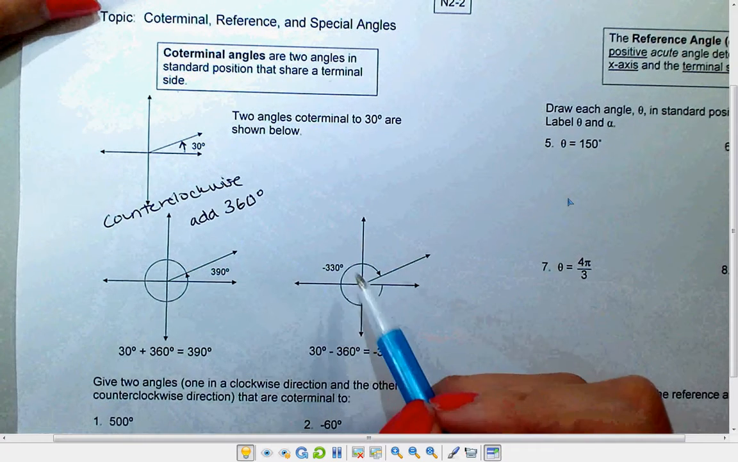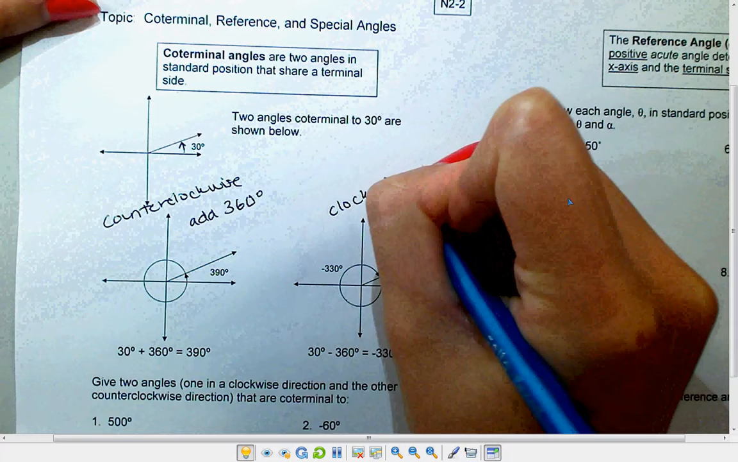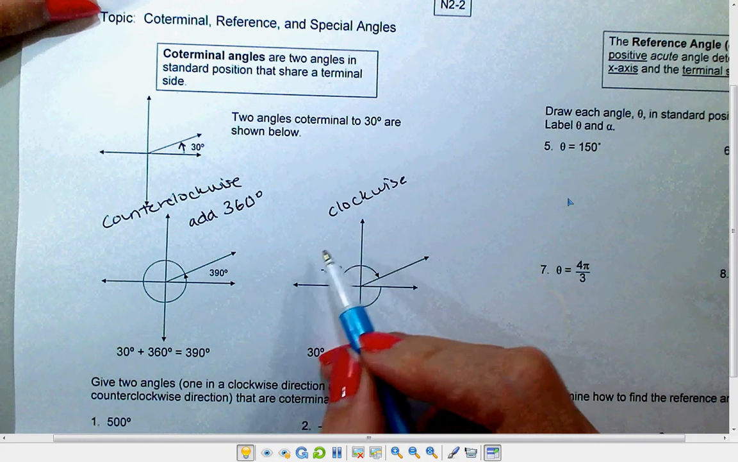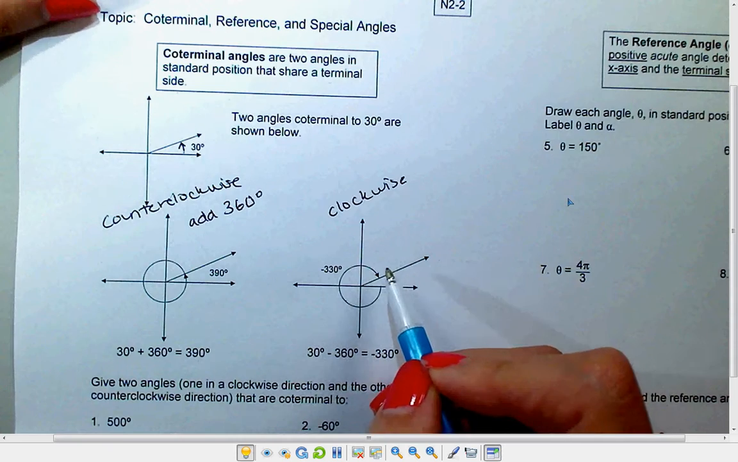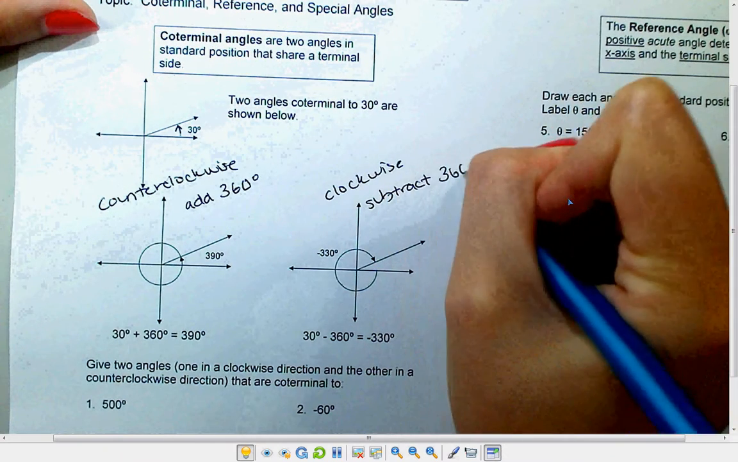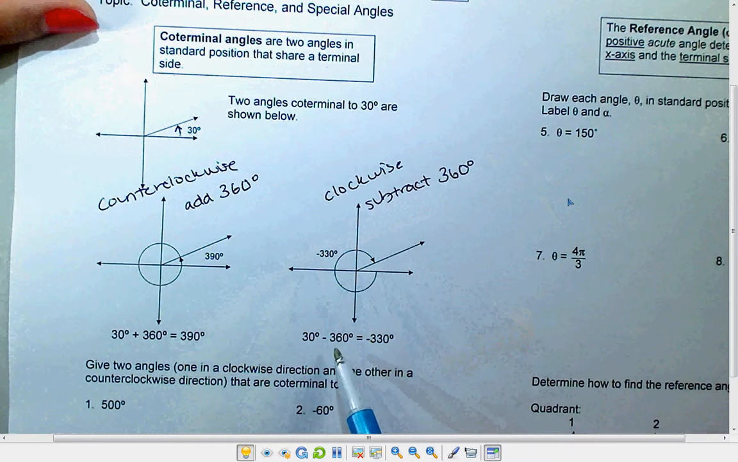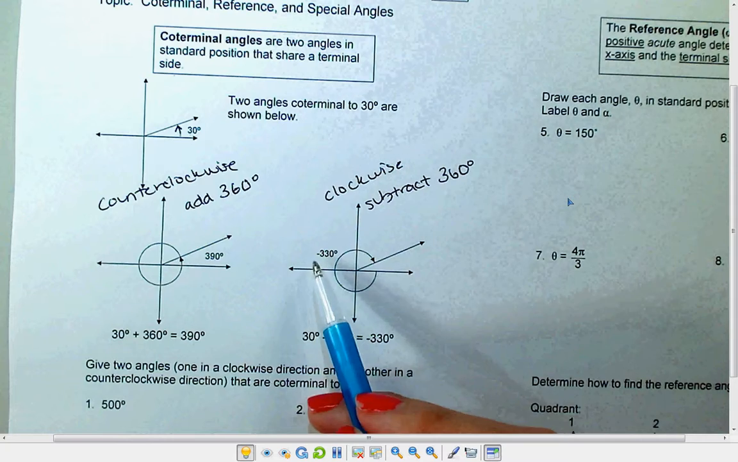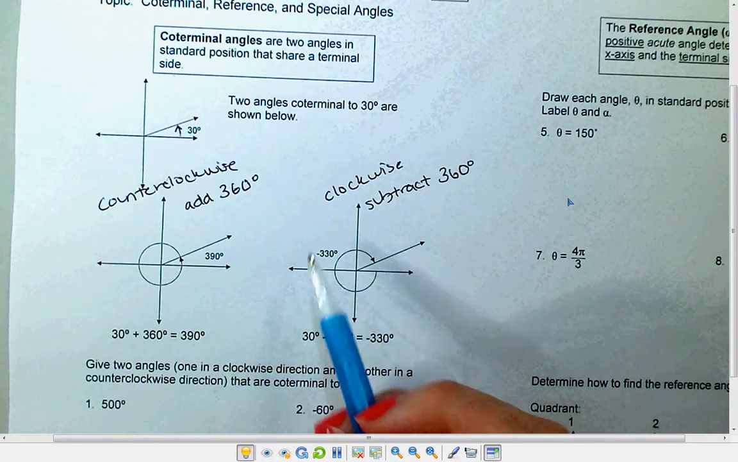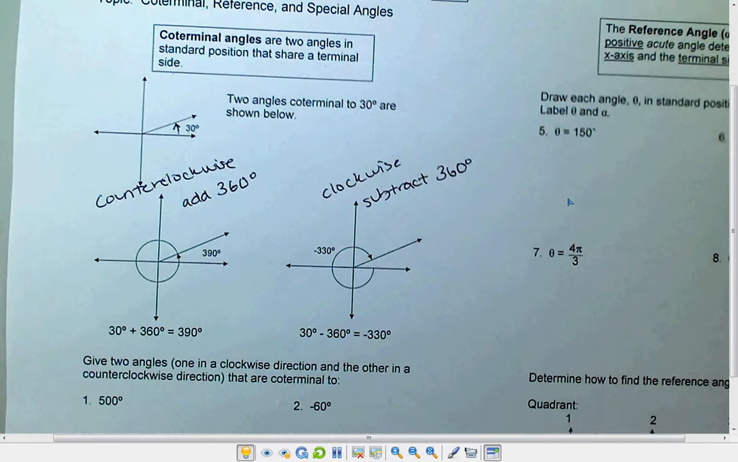We could also move a circle around clockwise. So let's say instead of moving counterclockwise, we start at the initial side and move clockwise to the same line. In this case, you're going to be subtracting 360. Since we're moving clockwise now, this is a negative number. 30 degrees minus 360 degrees gives you negative 330. And so that's what this angle is. All of these angles are coterminal because they really look the same at the end. It just depends on how you get there.